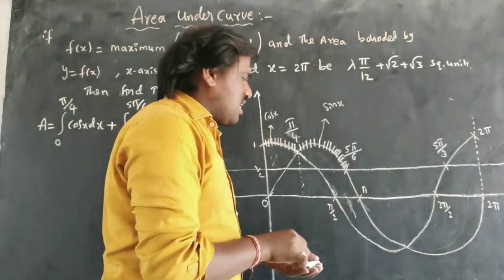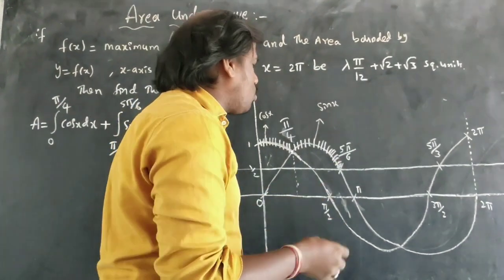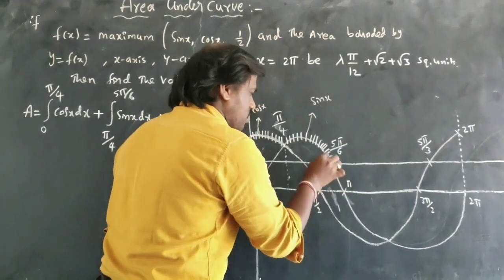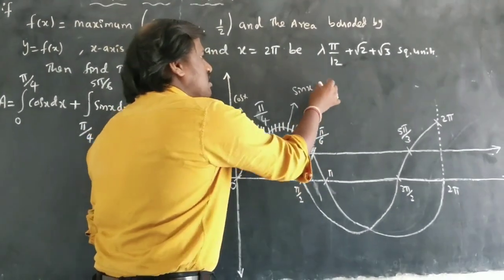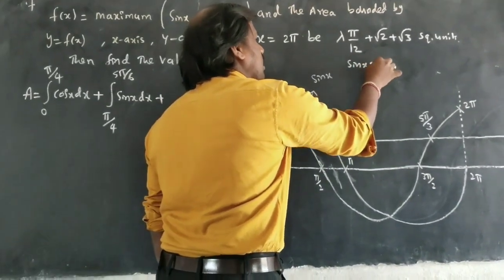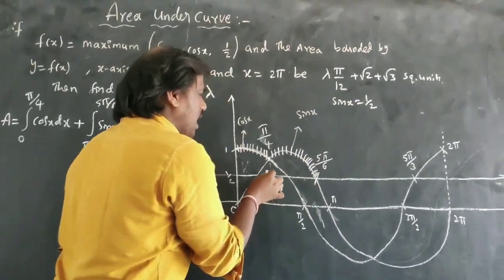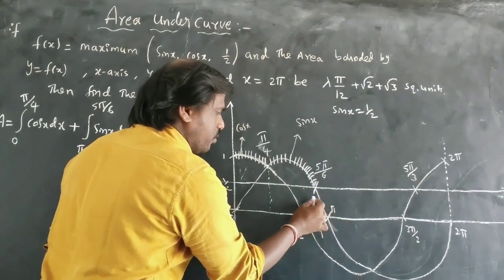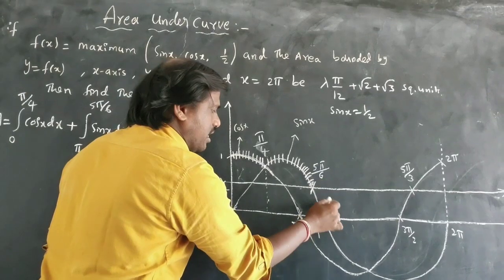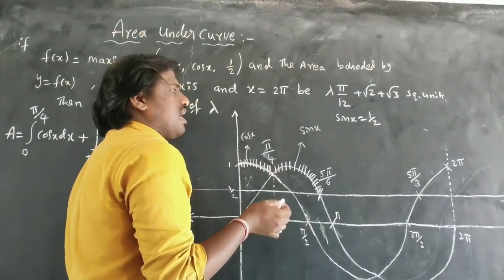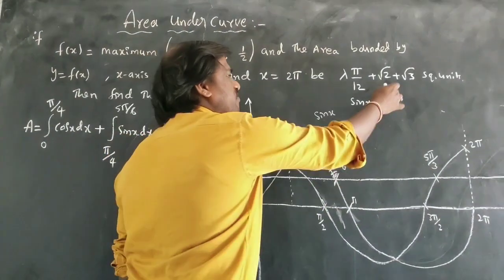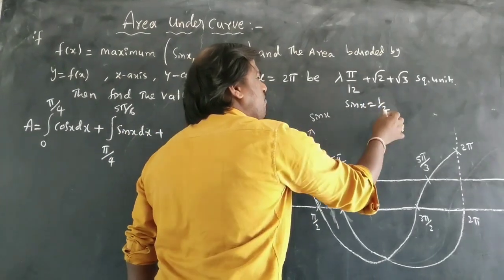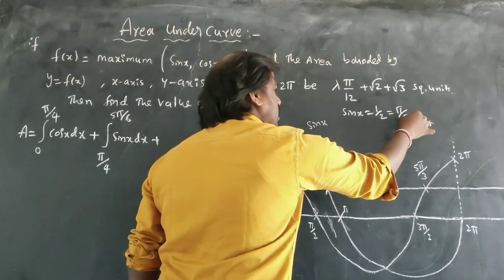Now see here, the graph from here is 5π/6. How do you come to know this? See here, this is the line half, and this is sin x. When does sin x equal half? Before π means it is in the first quadrant. It becomes half at π/6.